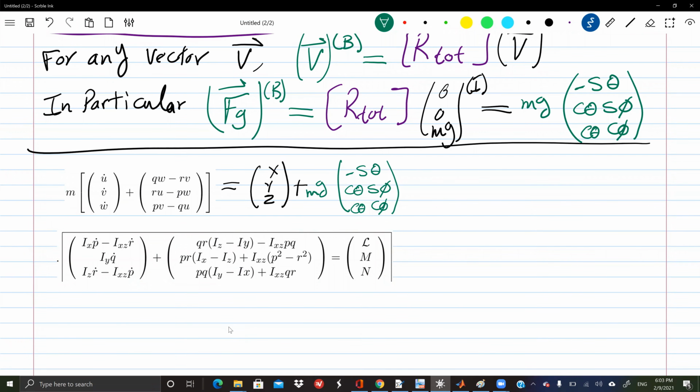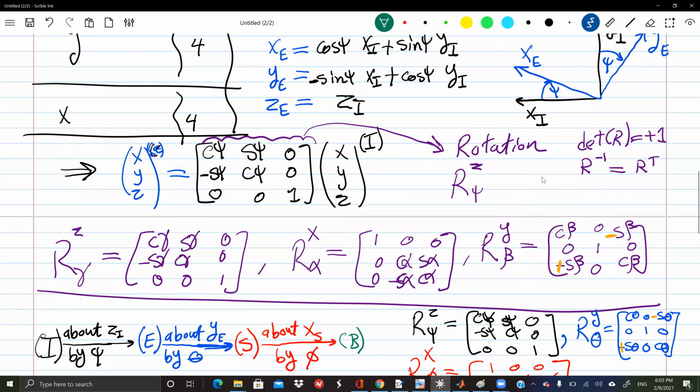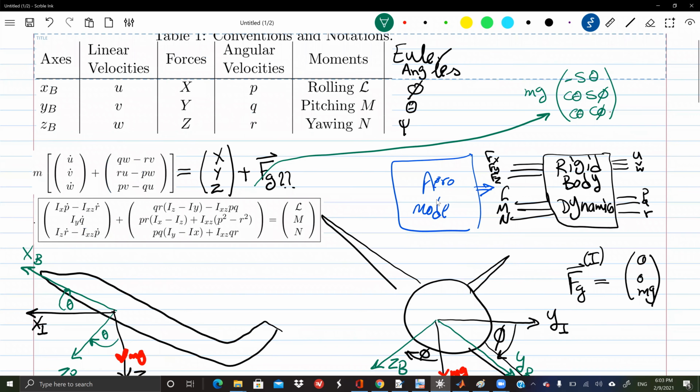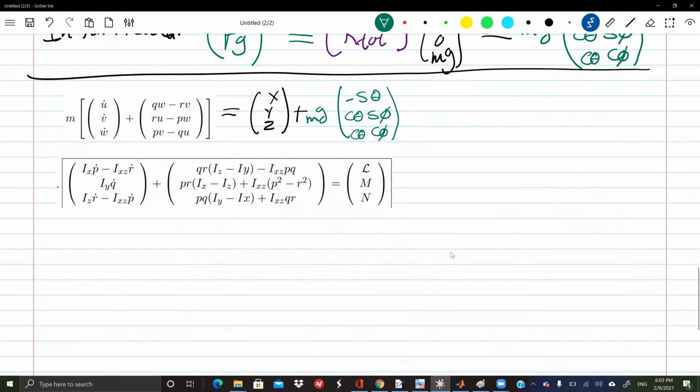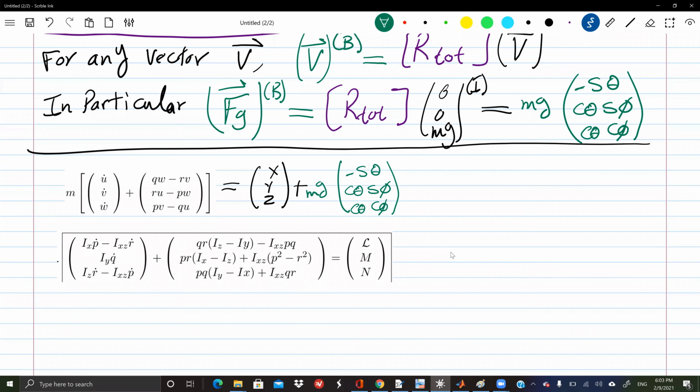Okay. Now let's see our block. We had our block before. Let's draw it again, that's fine. So we have here rigid body dynamics.